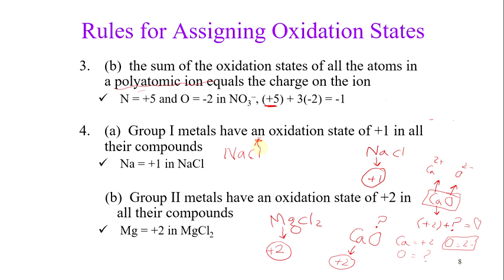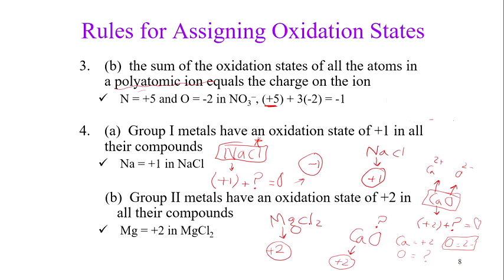What is the oxidation number of Cl? You may say Na is group number 1, 1 positive, plus Cl, we are going to find the oxidation number of Cl. What is the charge for this compound? 0. So whenever you solve that, you may say it's going to be 1 negative. So Cl is 1 negative.